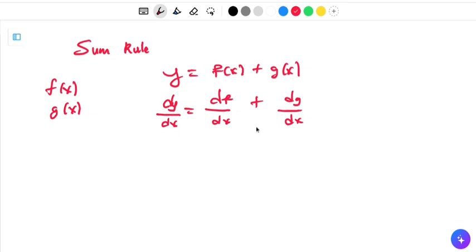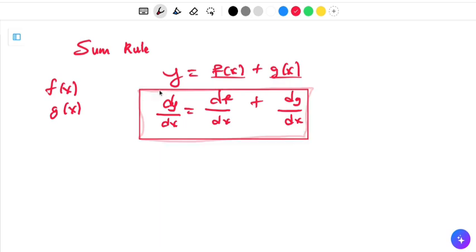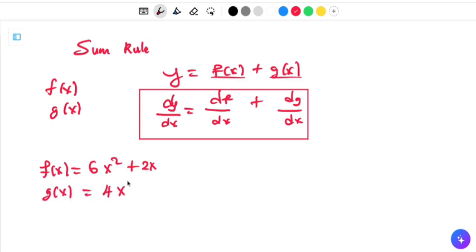In short, you need to find the differentiation of this one, you also find the differentiation of this one, and then you add. So this is the formula that you need to use. Let me just give you an example. Let's say we have f of x being equal to 6x to the power 2 plus 2x. Then we also have g of x. Let's say this one is equal to 4x to the power 3 plus 3x to the power 2. So these are the functions that we have.